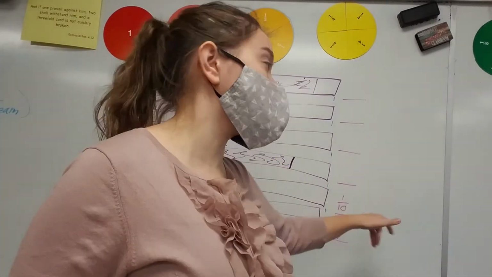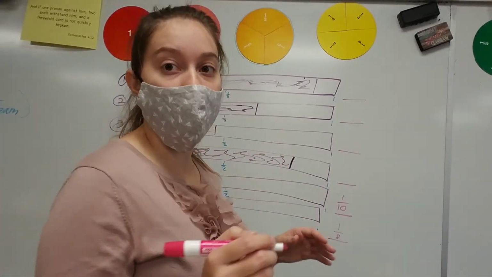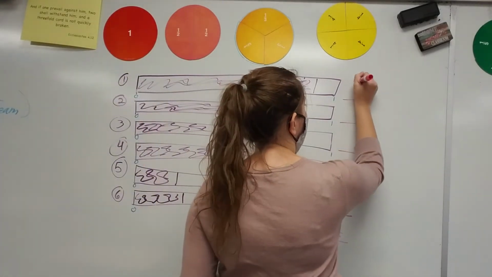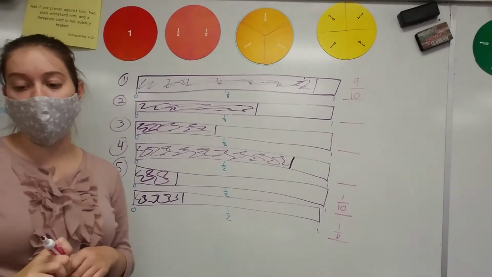1 through 6? Well, really 1 through 4 because we already did 5 and 6. Which one is closest to a whole being shaded in? 1. Just barely, but yes, 1. So we have 9/10 over our 1, okay?